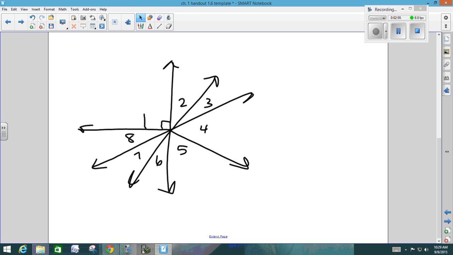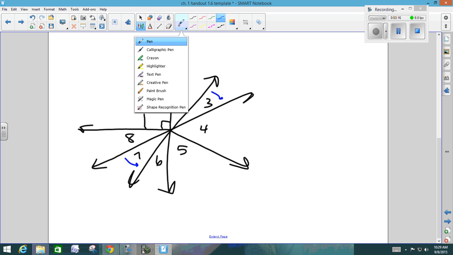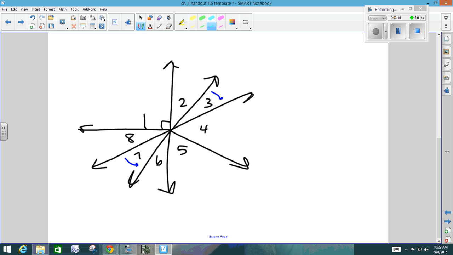I have 8 angles there. Can anyone give me a pair of vertical angles in that picture? Morgan? 7 and 3. Here's 7. Here's 3. If I look at the lines that intersect, here's one line, and then here's another line. Are 7 and 3 formed by the opposite rays that make those lines? Yeah.